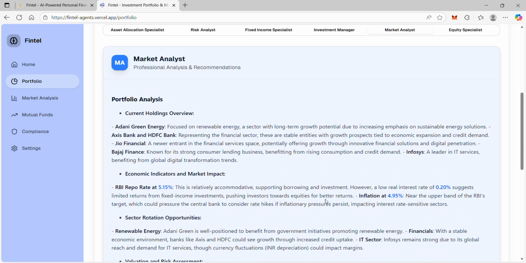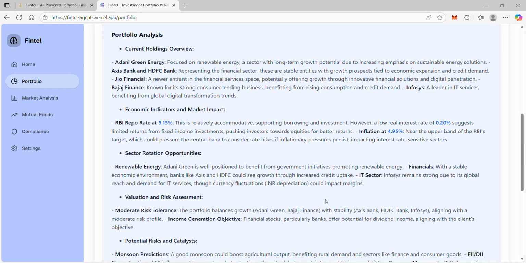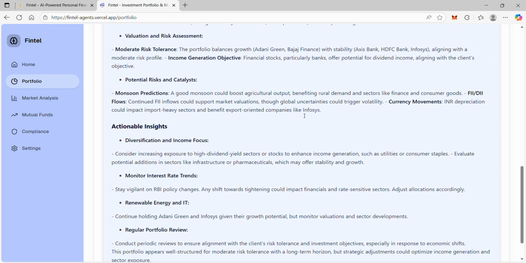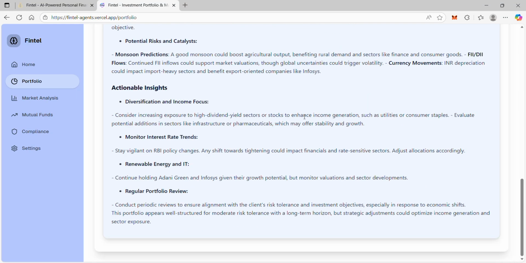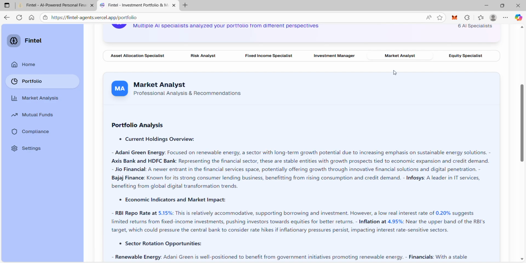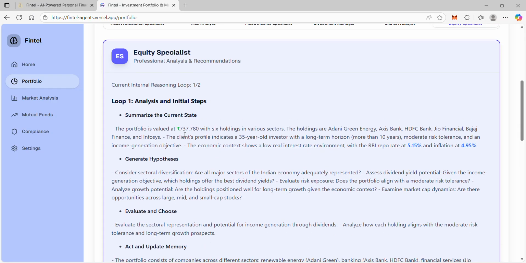And talking about the market analyst, it will analyze each and every holding which you have in your portfolio. It is a shorter version of the first module, that is the market analyst. It will provide an analysis of each and every holding in your portfolio. Then this is the equity specialist.